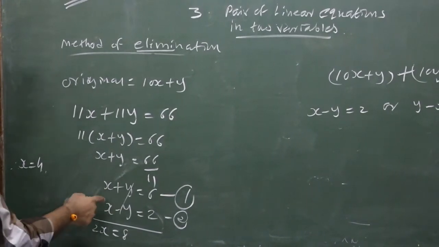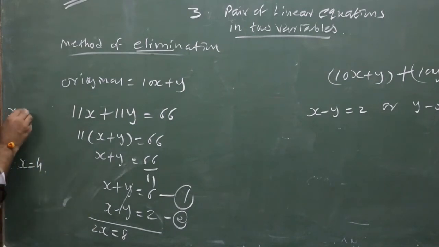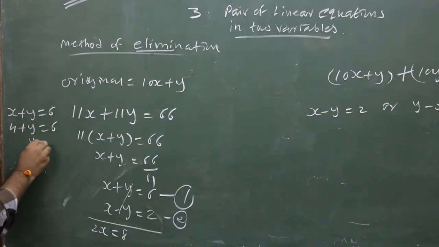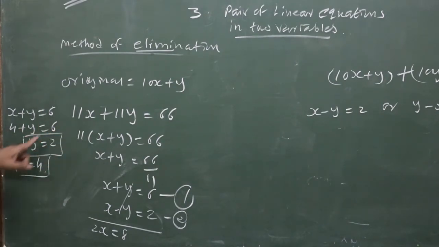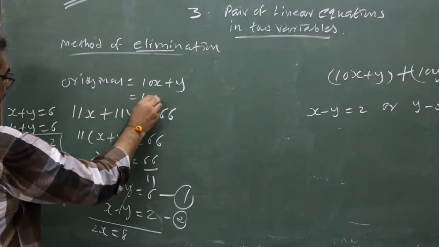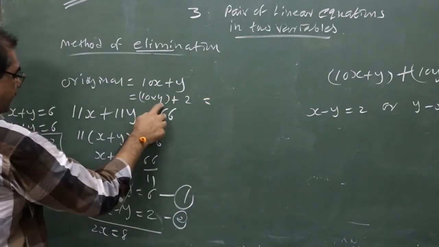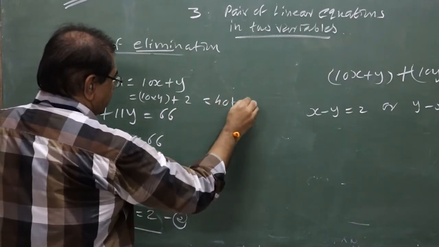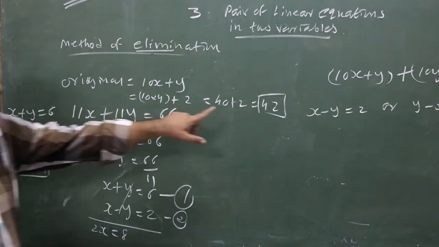In any of the equations, you plug in the value of x is equal to 4 and get the value of y. Suppose x plus y is equal to 6. So x is equal to 4, plus y is equal to 6. So y is equal to 6 minus 4, 2. So x is 4, y is 2. What is the number? 10x plus y. So 10 into 4 plus y is 2. So ultimately 10 into 4, 40 plus 2. So number can be 42. Is it clear? It is a 2-digit number.